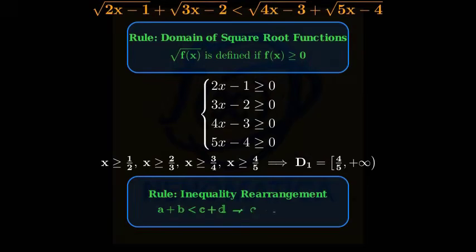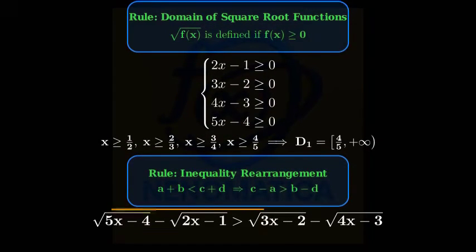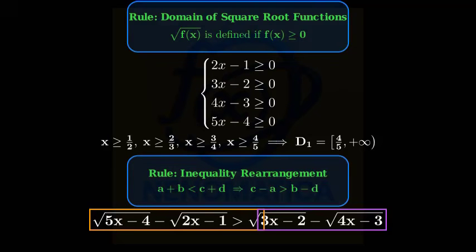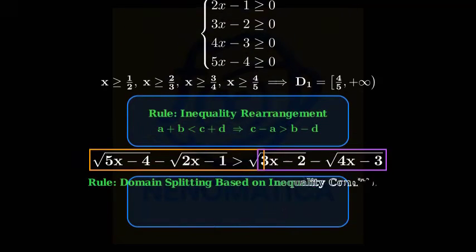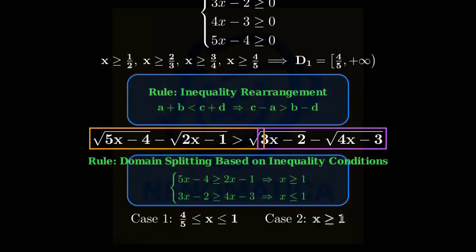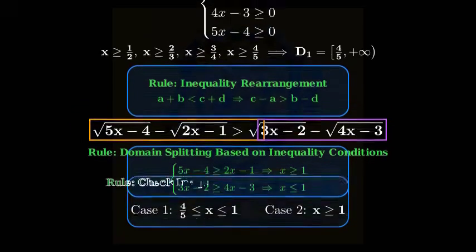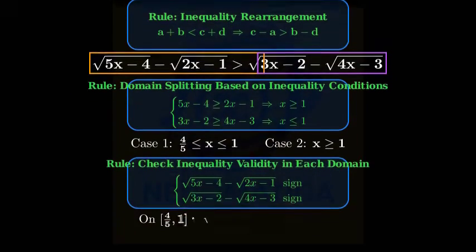Step 2. Rearrange the inequality to compare differences of radicals. From a plus b less than c plus d, we may compare c minus a with b minus d. Here is the rearranged form we will analyze. Step 3. Split the domain based on simple comparisons of the radicands. We compare 5x minus 4 with 2x minus 1 and 3x minus 2 with 4x minus 3. This yields x greater than or equal to 1 and x less than or equal to 1, so we analyze 2 cases. Step 4. Analyze case 1 from 4/5 to 1.